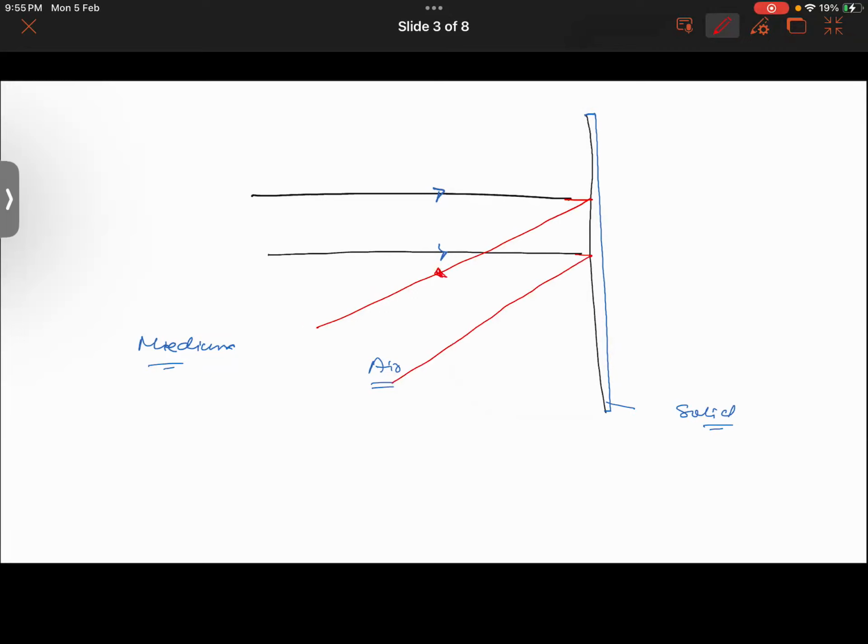Getting it, Abu? It was coming from the air, okay? It came in contact with the solid surface, which is smooth. It bounced back into that same medium. It was coming from air, and bounced back into air. So that is the simple concept of reflection. Hope you are able to understand this.